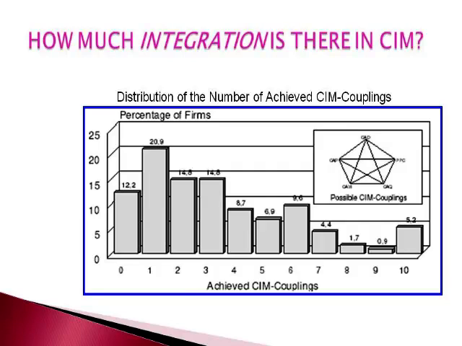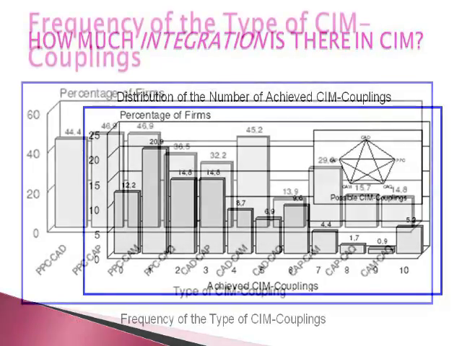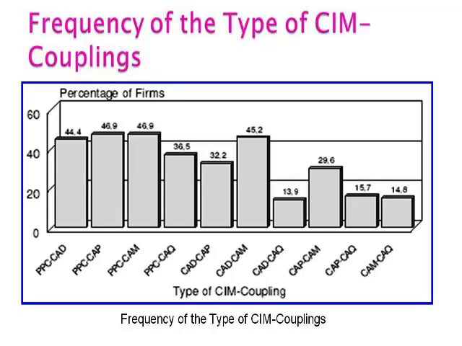So we can say that 2-3 couplings exist for the majority of industries. There are certain industries which don't have couplings at all. That means individual operations are being done. But other things are also available. Again, in this itself, how many firms are using which combinations? PPC and CAD, about this percentage of firms.